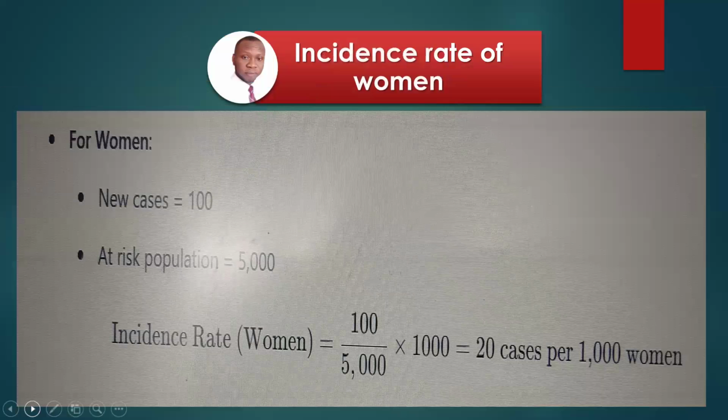For women, we already have 100 cases. So we substitute in the formula: incidence rate equals new cases over population exposed or susceptible population times 1,000. We cancel out, and we are going to have 20 cases per 1,000 women.